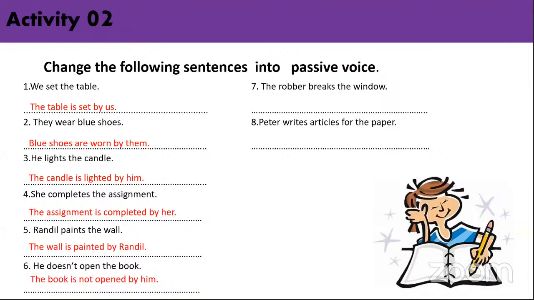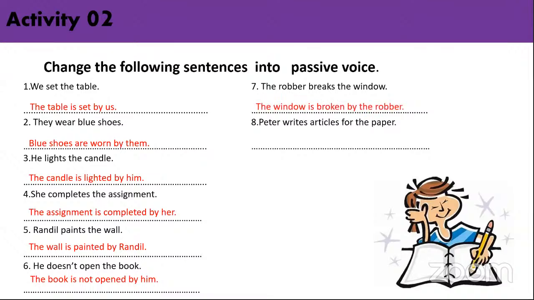Next one. The robber breaks the window. The window must be there at the subject position. Breaks, sorry. The window is singular. Is, you have to use is. Breaks, broken by the robber.